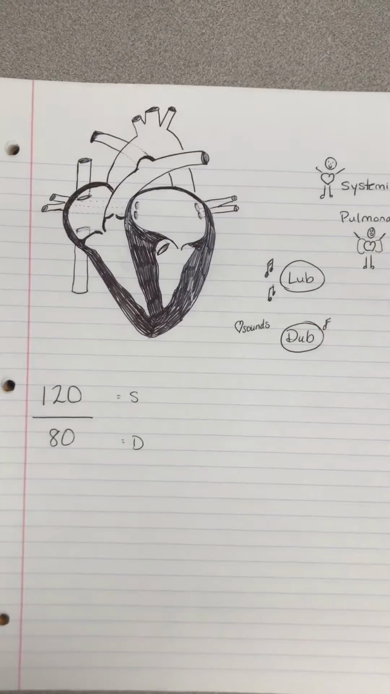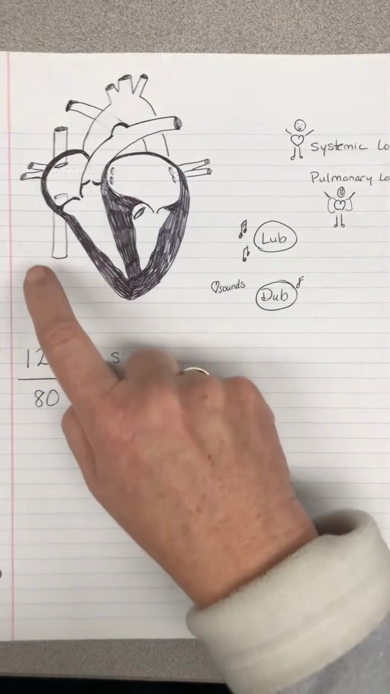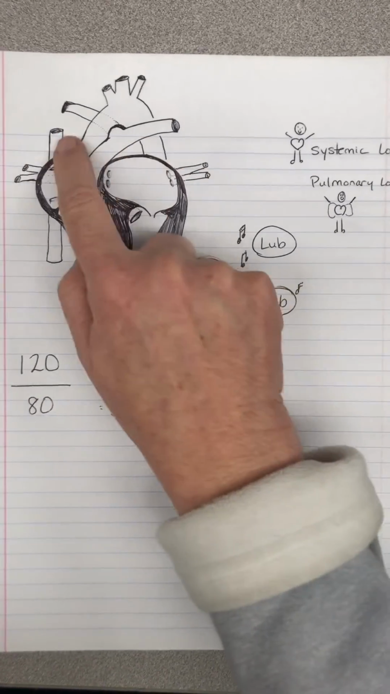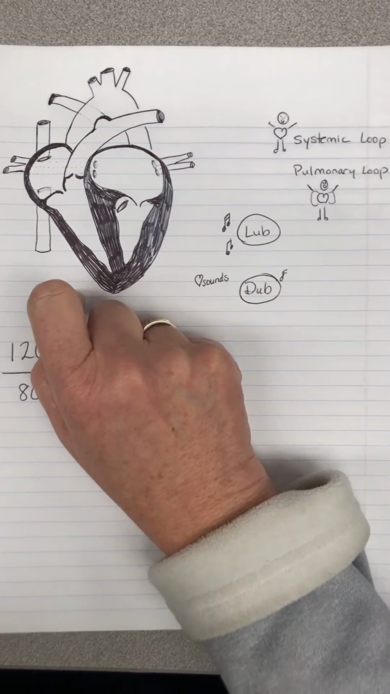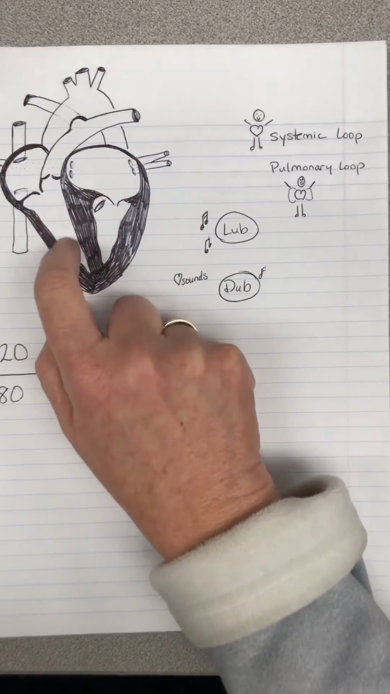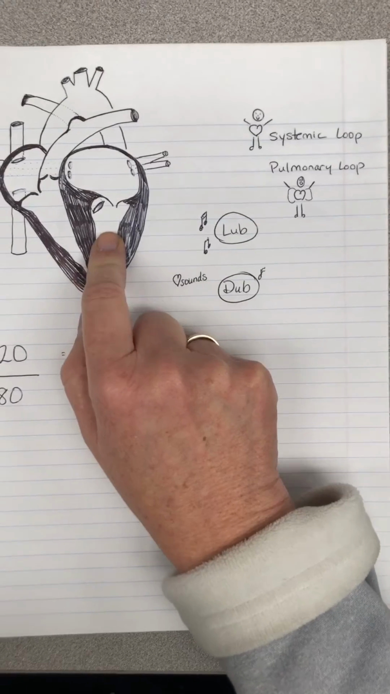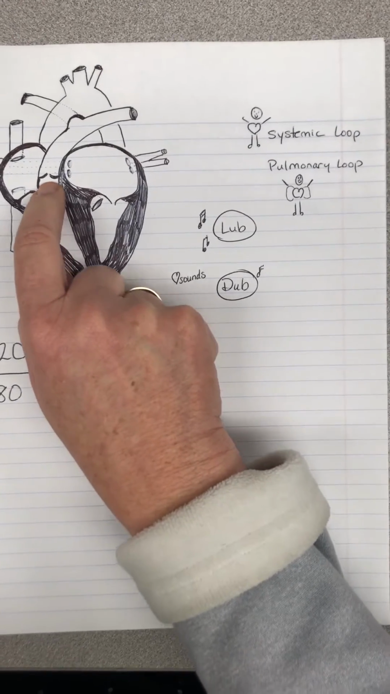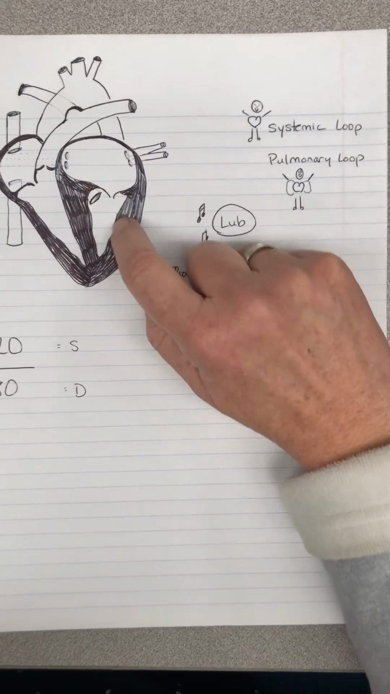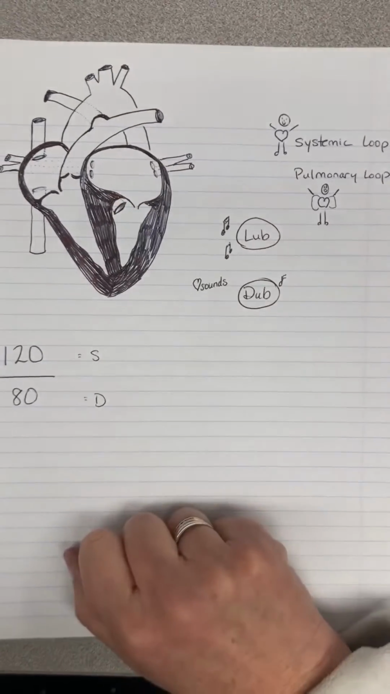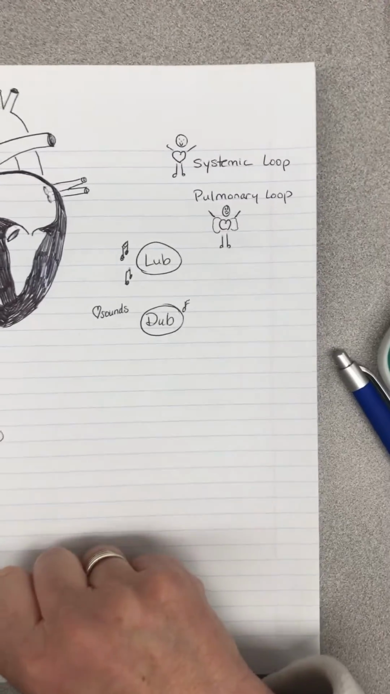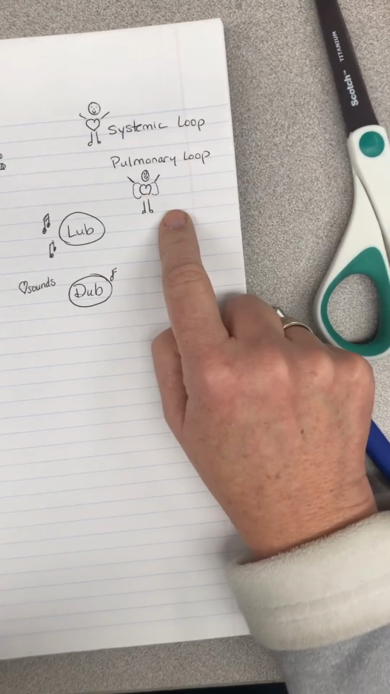So you're trying to listen for the names of all these pieces and what these vessels are called, including these valves that are in between the top and the bottom chambers here, and then also inside of these big blood vessels. So this front one and this one has got valves inside that you're going to need to name. So try that. You'll also want to listen for what the systemic loop is and the pulmonary loop.